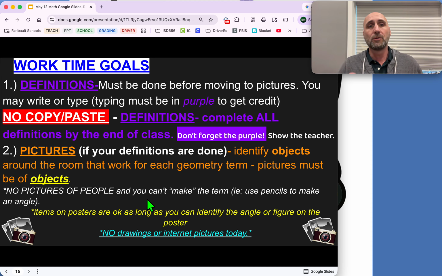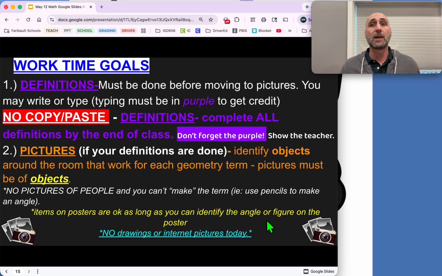Items on posters are okay as long as you can identify the angle or figure on the poster. So again, I can't take a picture of a poster and use it for a whole bunch of different terms because those things are on there. I can only use that picture one time. Okay, there are no drawings and no internet pictures today. Please, if you can help it.